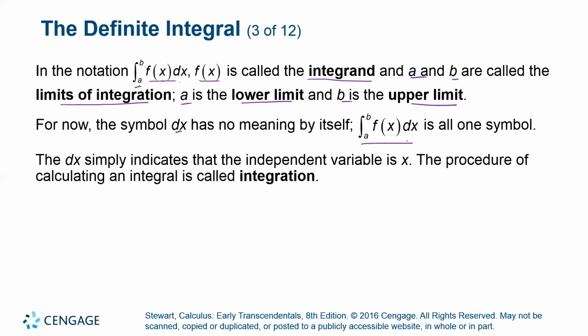So you consider this all as one symbol. The dx simply indicates that the independent variable is x. In other words, we integrate with respect to the variable x, and the procedure is what we call integration. Now remember, in integration, it's good to know that we find the antiderivatives of the differentiation.